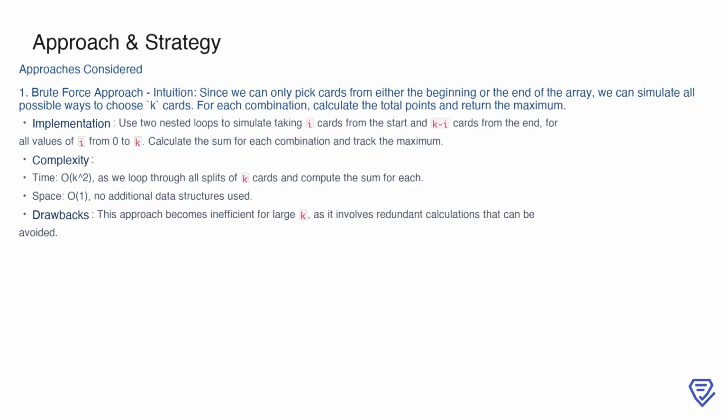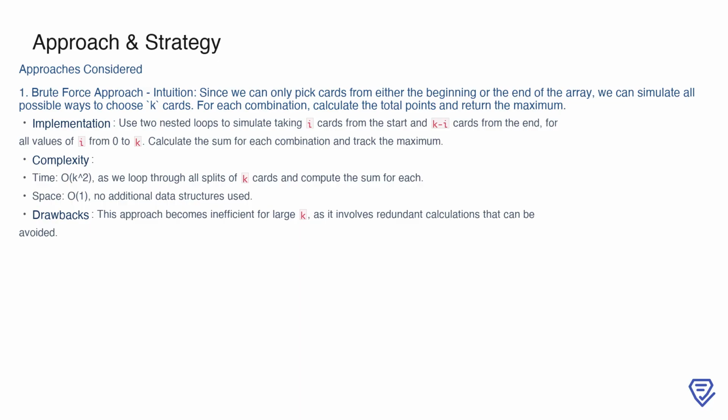Implementing this involves using 2 nested loops, one to iterate through the number of cards taken from the start and the other to account for the cards taken from the end. For example, if we take i cards from the beginning, we calculate the sum of k-i cards from the end, repeating this for all values of i between 0 and k. However, this approach has significant drawbacks.